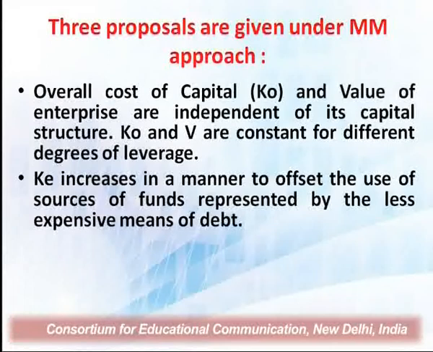and the second proposal which came under the MM approach is that cost of equity increases in a manner to offset the use of sources of funds represented by the less expensive means of debt. They were saying that whatever benefit you are creating, suppose for example your overall cost of capital is 12%, and with the inclusion of debt you have tried to reduce your overall cost of capital by 2%. What MM is saying is that whatever benefit you have created by the inclusion of debt into your capital structure, the same is going to be eliminated by the increased expectation of equity shareholders.